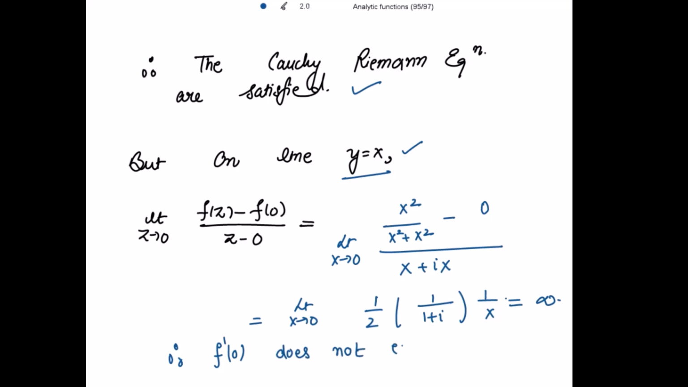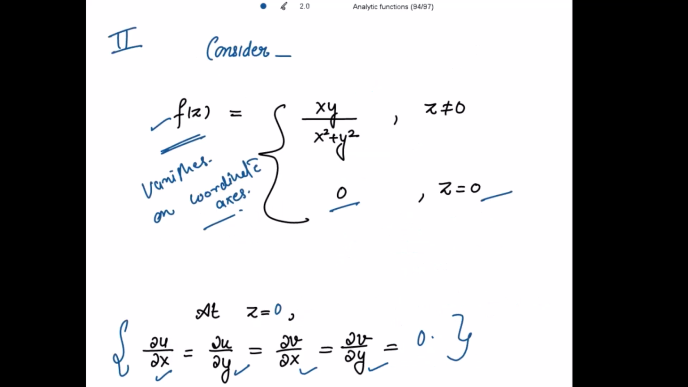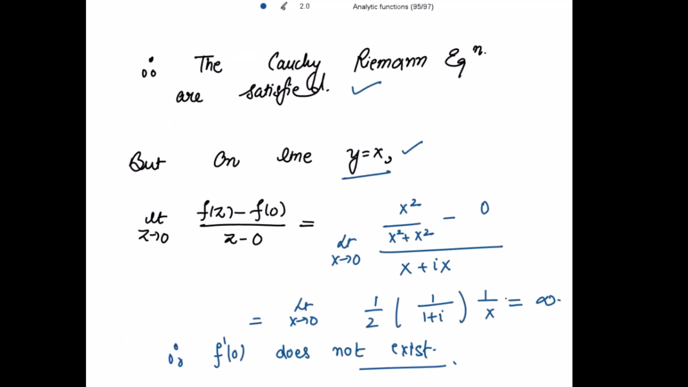F dash 0 does not exist. So in this case, even for this function the Cauchy-Riemann equations are satisfied, but if I take the case on the line y equal to x, then the function is not differentiable. Along the line the function is not differentiable. So what we are going to study here, if we start focusing on the neighborhood of the points rather than the isolated points, many of our difficulties will be solved. So that is why the concept of analyticity is required, right?